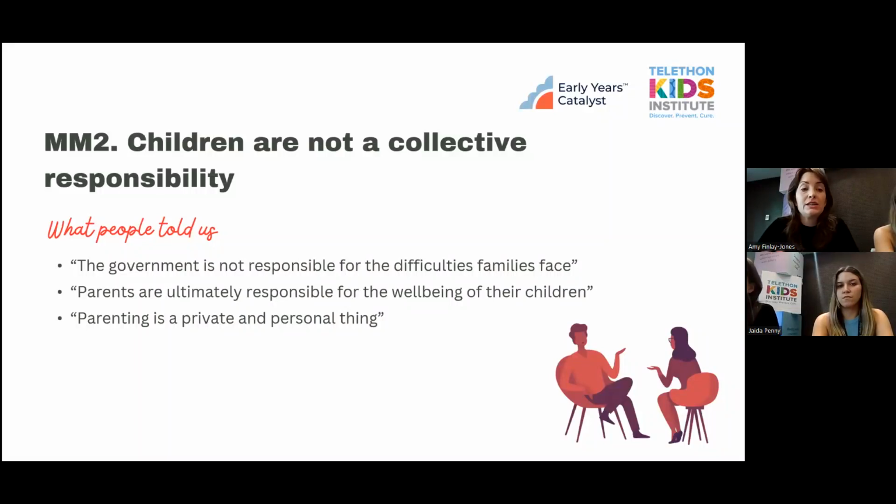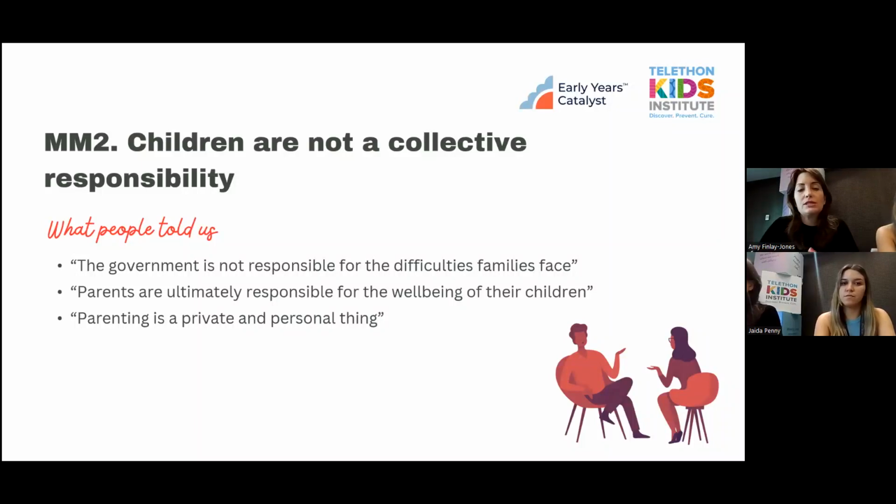But it sort of links to mental model number 1, in that it draws on this idea that children's well-being is primarily the responsibility of their parents. But when they were describing this mental model, people told us the government is not responsible for the difficulties families face. Parents are ultimately responsible for the well-being of their children, and parenting is a private and personal thing.